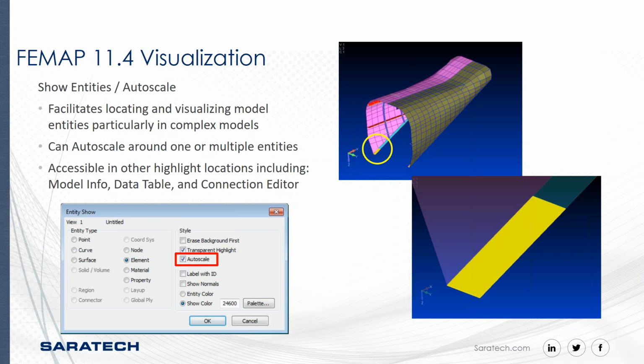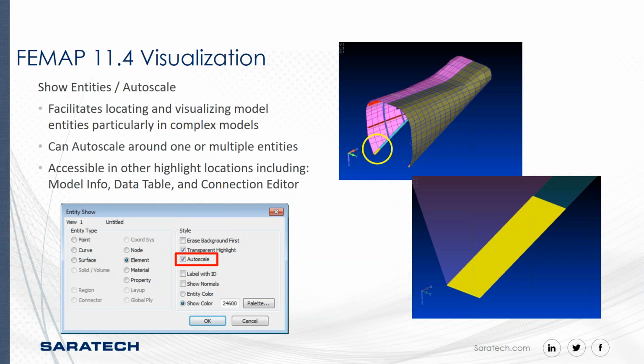Essentially, when you have a very complex model, you want to focus in on a particular part, a group, an entity of this model. Now you can not only highlight it, but you can go ahead and scale it. So all you'll be seeing on your screen as an analyst is that particular model or that particular entity. This helps streamline the process so you can go ahead and debug certain areas, etc.